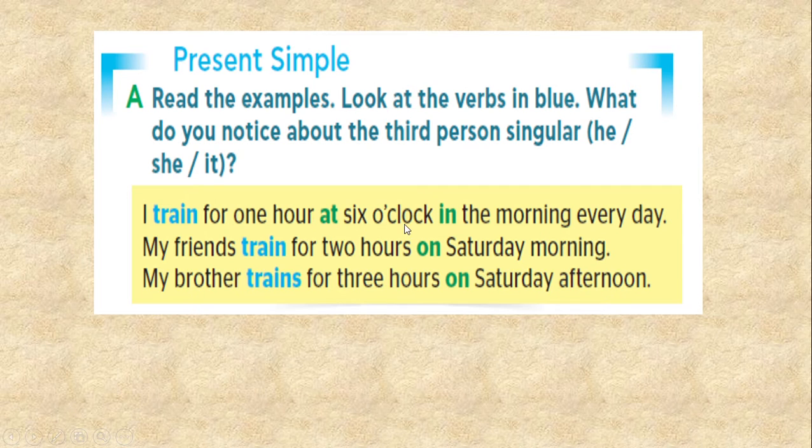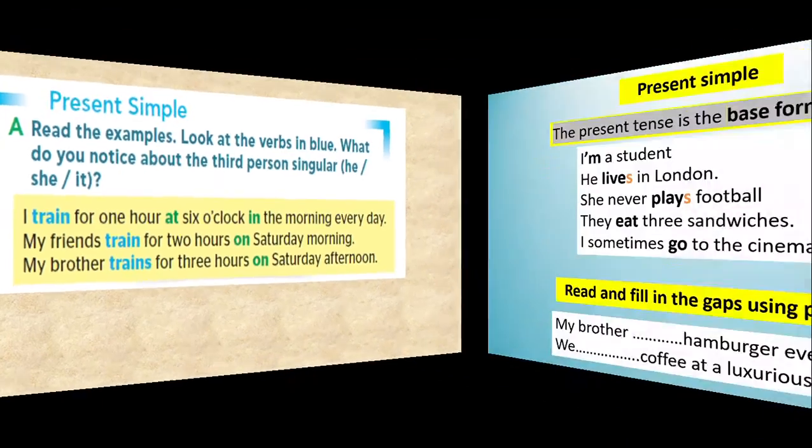And look here, 6 o'clock, it's a time, an hour, right? Before you mention the hour, use the preposition at. Before the time of the morning, the evening, the afternoon, use the preposition in. Before days, Saturday, Sunday, Monday, etc., use the preposition on. Okay, dears? You can pause the video to study them and memorize them very well.